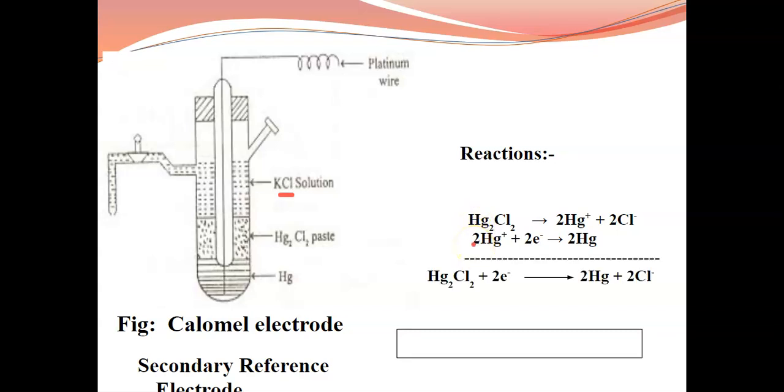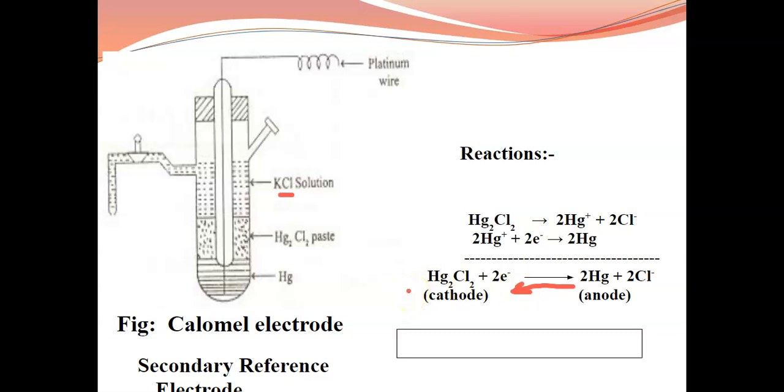The overall reaction would be Hg2Cl2, mercurous chloride, gains 2 electrons to form 2Hg plus 2Cl minus. So Calomel electrode can act as a cathode or anode, and depending upon it, it can undergo reduction or oxidation. If this Calomel electrode is acting as a cathode, this would be the reaction: mercurous chloride plus 2 electrons gives 2Hg plus 2Cl minus. If it is acting as an anode, the reaction would be in the reverse direction. So these are the reactions of the Calomel electrode.